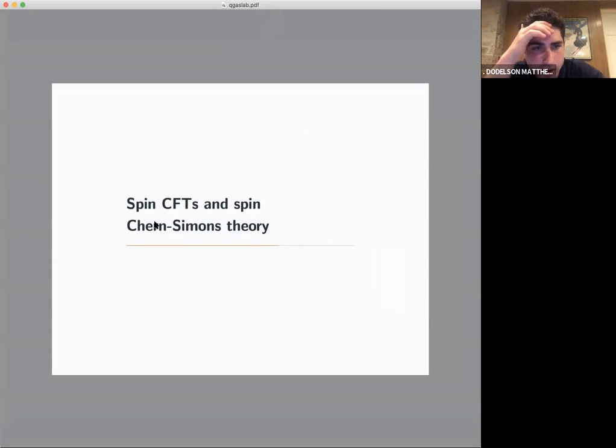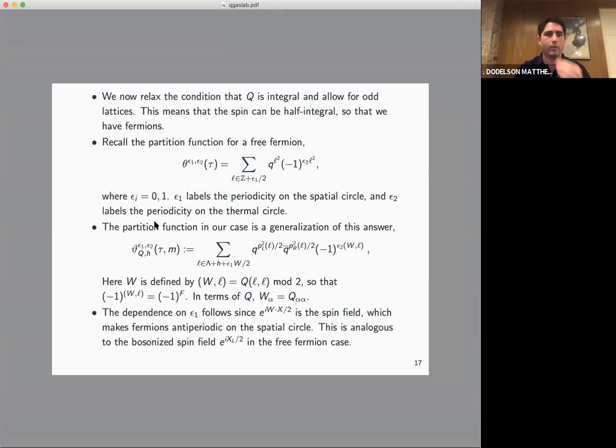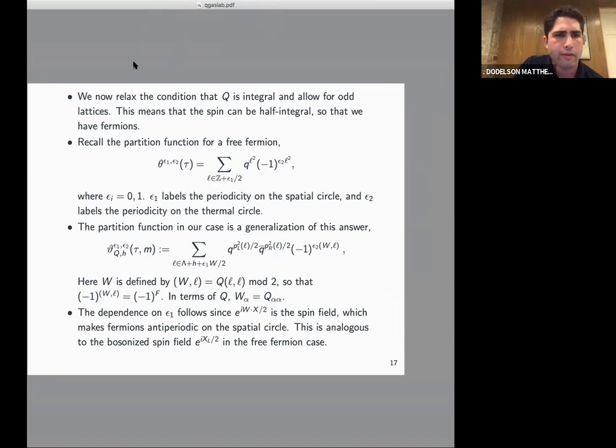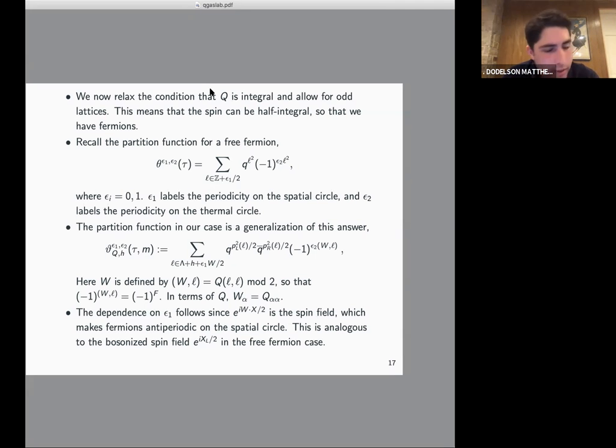So now let me discuss spin CFTs and spin Chern-Simons theory. Up until now, I've only considered even Q, and so the spin is an integer. Now I want to consider odd Q and allow for odd lattices. And what this means is that the spin of these vertex operators can actually be half integral, and so we have fermions. Even though they're constructed out of bosons, they anti-commute with each other.